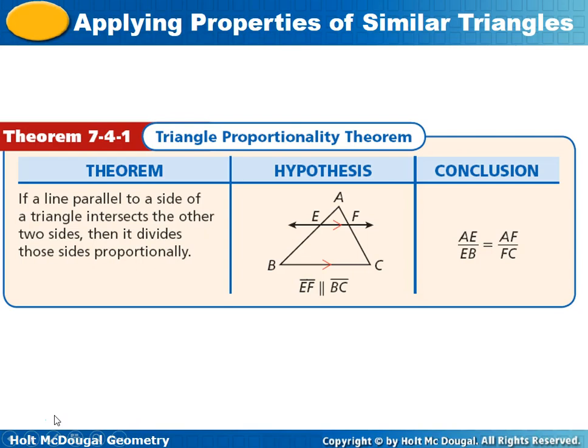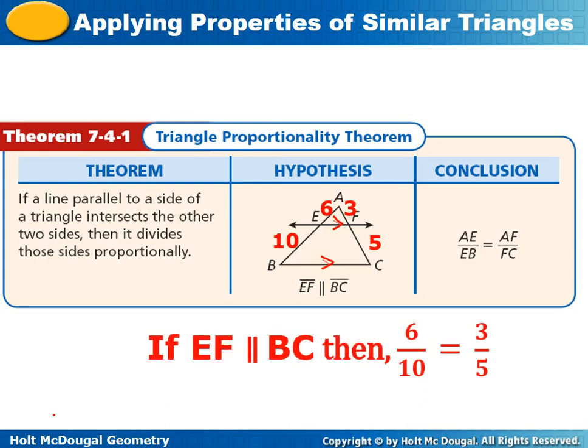If a line parallel to a side of a triangle intersects the other two sides, then it divides those sides proportionally. You should notice that line EF is parallel to line BC. As a result, it intersects AB and AC proportionally. So if AE was 6 and EB was 10, and I told you that AF was 3, then you should be able to see that FC is also 5. So 6 over 10 is equal to 3 over 5. If EF is parallel to BC, then 6 over 10 is equal to 3 over 5.